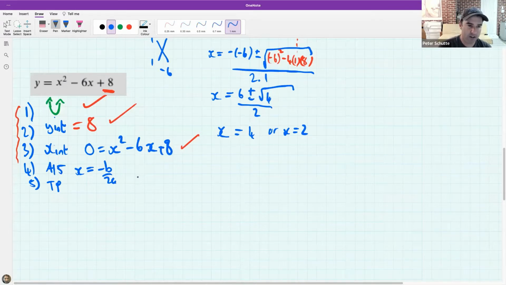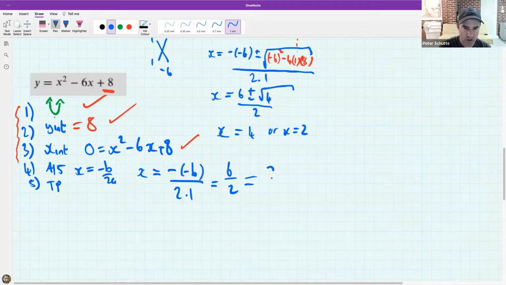So in order to find the axis of symmetry, I'm going to go to my original and ask, what is b? It's minus 6 over 2 times 1. And so we get 6 over 2, which is 3. So now we know the axis of symmetry is x is 3.